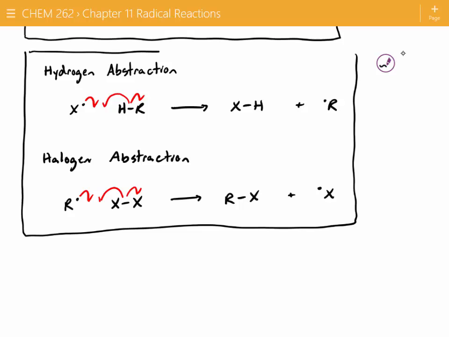Using these six different types of reactions, we can do quite a bit of chemistry. And this is the basis for a lot of modern polymer chemistry. We're going to talk a little bit about that tomorrow, but we're going to try to get into the basics of these reactions today. The one thing I want to say too is for halogen abstraction, this is almost exclusively observed with bromine and chlorine.